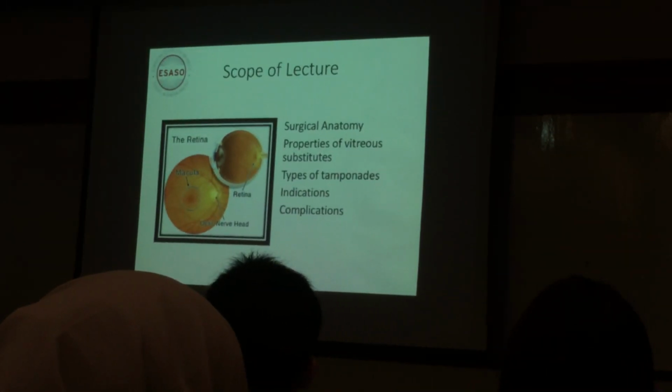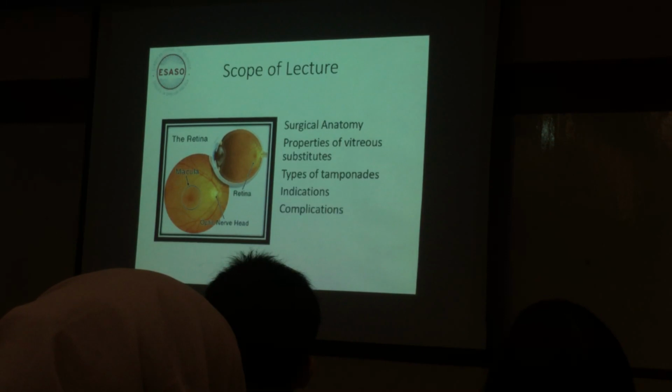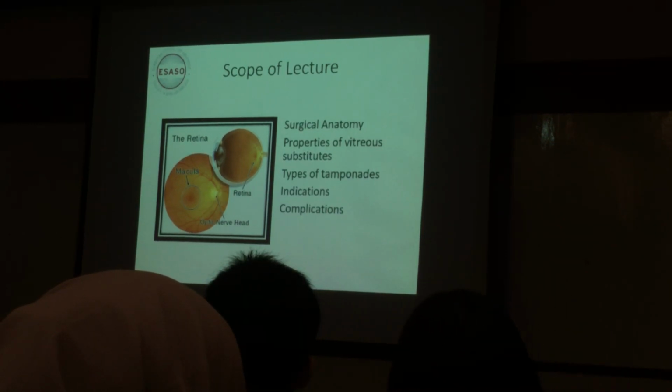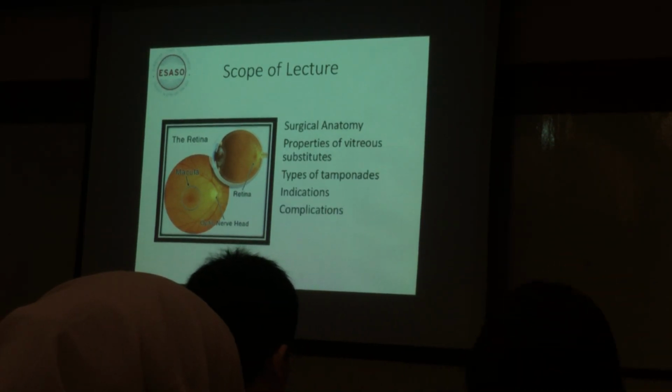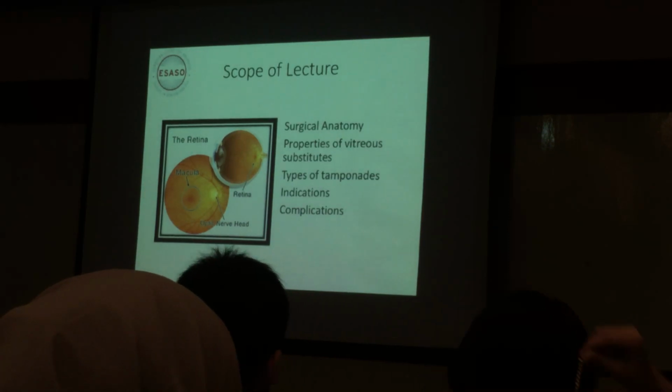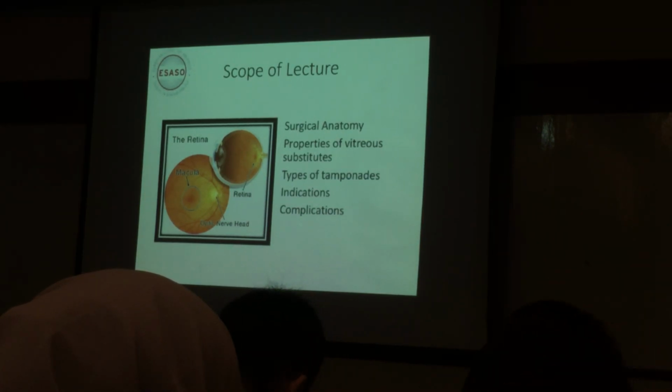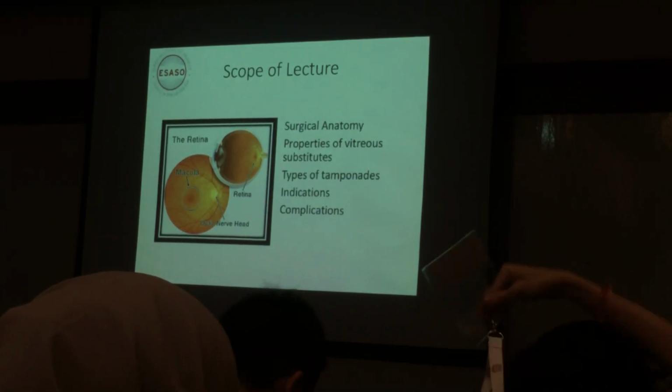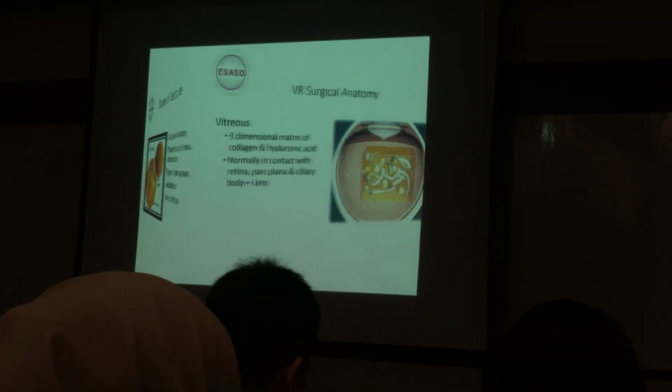So I'll touch a bit on the surgical anatomy, the properties of the vitreous substitutes or the tamponades, what types are there, when to use what and how to use it, that's more important, and what are the potential complications.